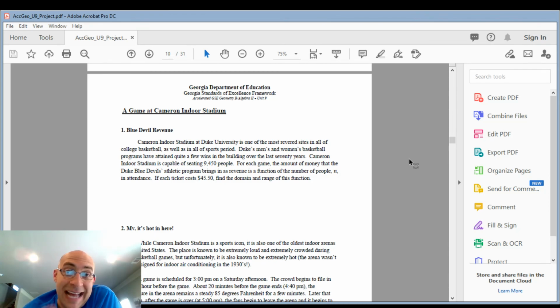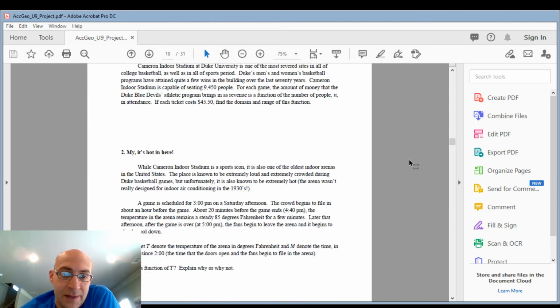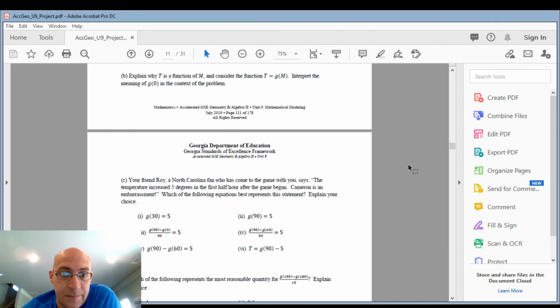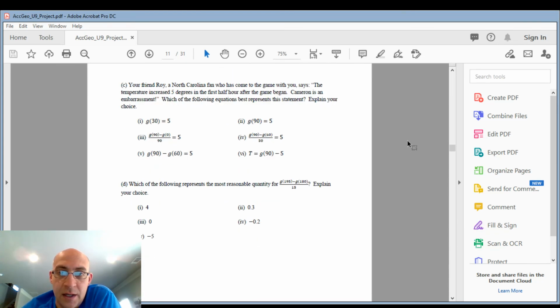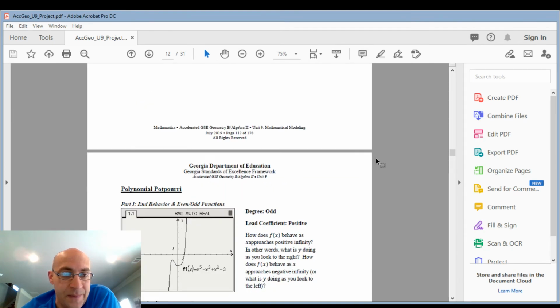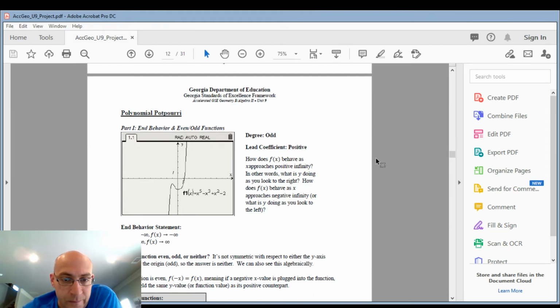Okay, task 2. A game at Cameron Indoor Stadium. Okay, so this is a revenue type problem. This is the shortest of the 4. It's only 2 pages long. So we're going to be doing some evaluating functions, and this is probably the easiest one you'll do. All right. Task 3, polynomial potpourri.